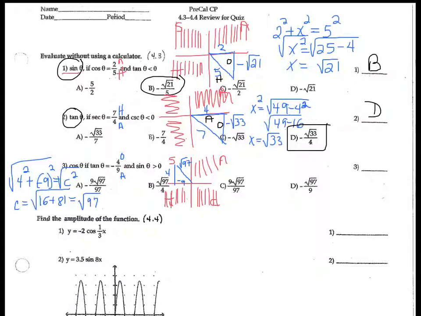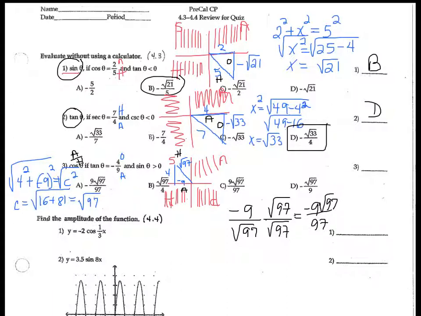Now since they want cosine, cosine is adjacent over the hypotenuse. Adjacent is -9, hypotenuse is the square root of 97. So when you write -9 divided by square root of 97, you need to rationalize. So multiply top and bottom by square root of 97. And that is -9 square root of 97 divided by 97. And that is negative. So it's A.